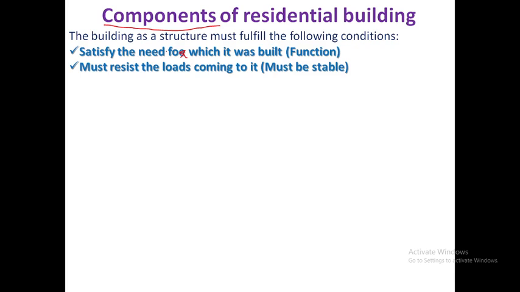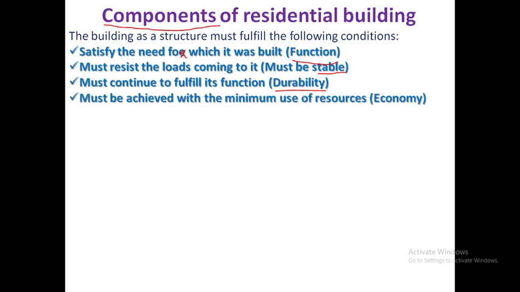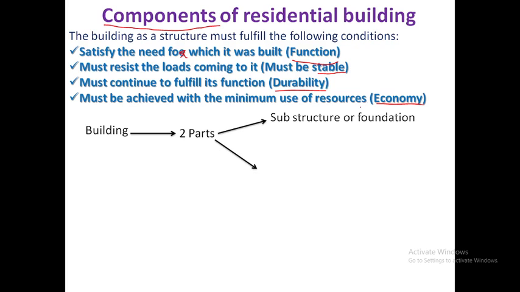The building as a structure must satisfy the need for which it was built, that is, function. It must resist the loads coming to it, that is, it must be stable. It must continue to fulfill its function, that is, it must be durable. It must be achieved with the minimum use of resources, that is, economy. Then a building essentially consists of two parts, substructure or foundation and superstructure.